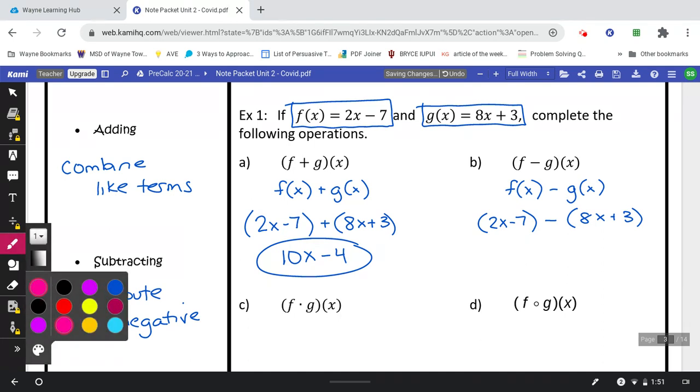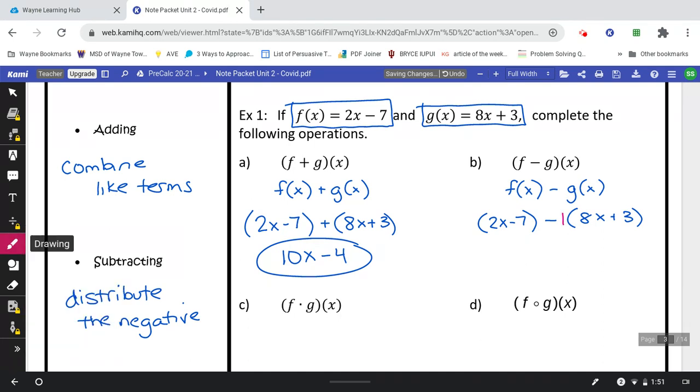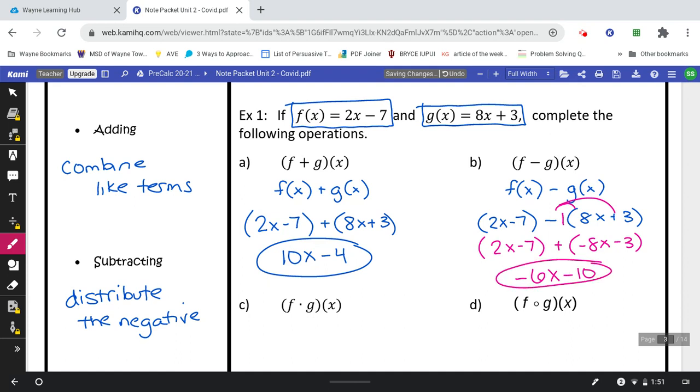Because I'm subtracting, I'm going to distribute my negative, which essentially means putting a negative 1 here and distributing that out. That gives me 2x minus 7 plus negative 8x minus 3. It's not a requirement, but it does make sure that you get the negative on that 3, on that last number at the end. That's one that people tend to miss. After that, you combine like terms. Negative 6x minus 10.